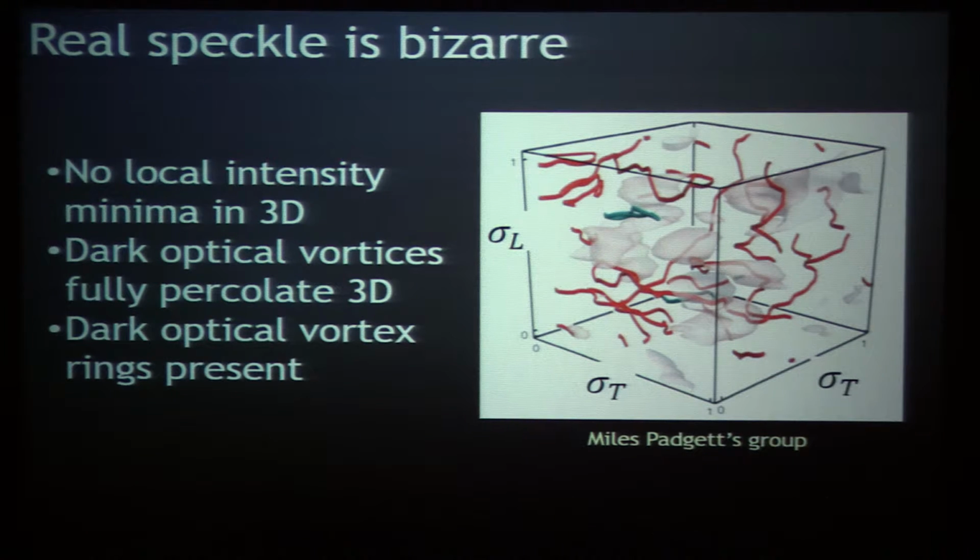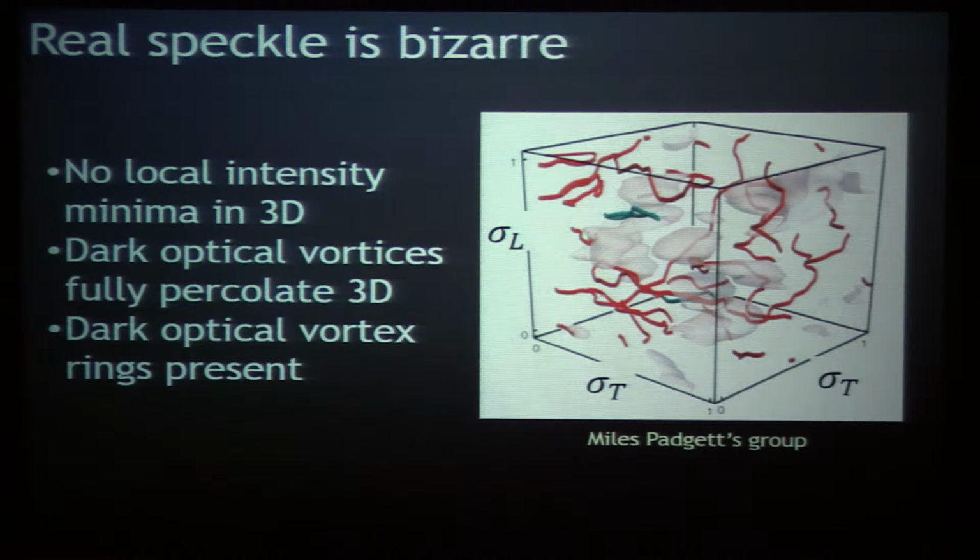For example, Miles Padgett's group, who's done very careful optical microscopy in 3D of speckle, have shown that there are nodal lines. In optical physics, we call them optical vortices. Those red things here, which are lines of zero intensity, which fully percolate in 3D, all right, and wander all over the place in 3D. There are also optical vortex rings which are present. Those are the teal things there. So, and in fact, there's other features present in the speckle which are not fully understood. So what impact this has on localization experiments, no one really knows.